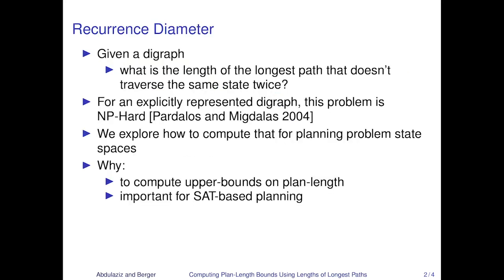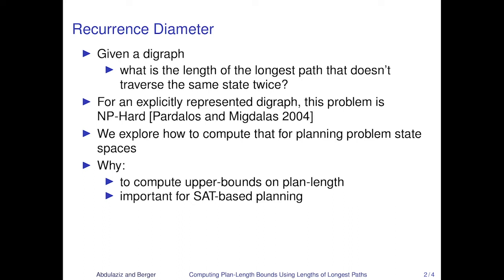In this work we consider computing a quantity called the recurrence diameter of state spaces of planning problems, and using that to compute upper bounds on plan length. First of all, I want to define what a recurrence diameter is. Given a directed graph, the recurrence diameter is the length of the longest path in that directed graph that does not traverse the same vertex twice. The complexity of computing the recurrence diameter for an explicitly represented directed graph is NP hard.